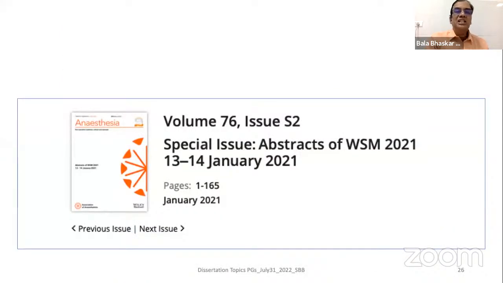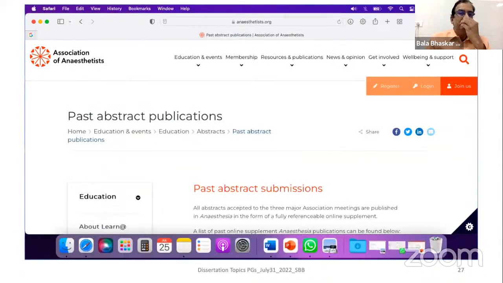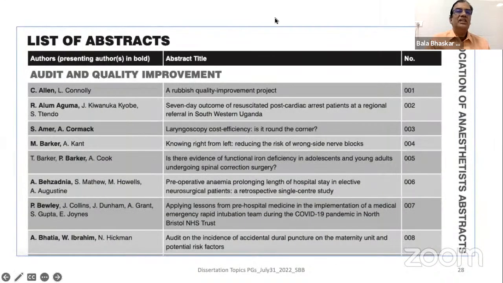Similarly, one more source is Anaesthesia, which publishes abstracts of the conferences of the Association of Anaesthetists. We'll have all the past abstracts, and you can also go through the list here. So we have got multiple types of articles. Everybody has their own knowledge, and we can also pick up some knowledge.